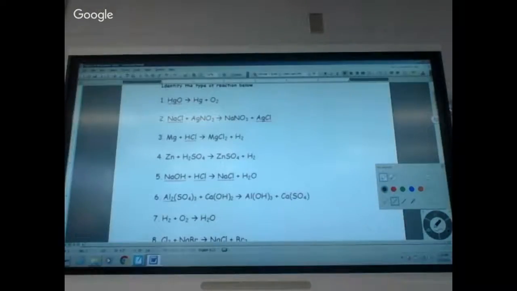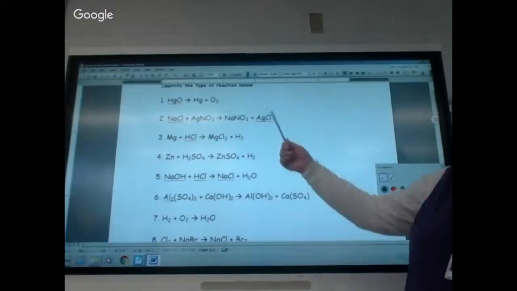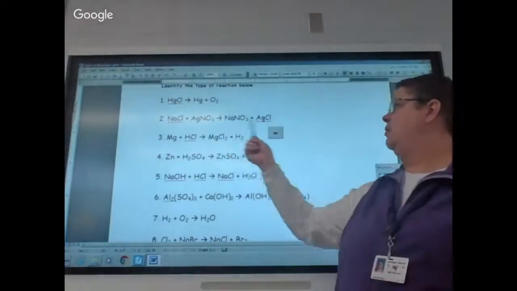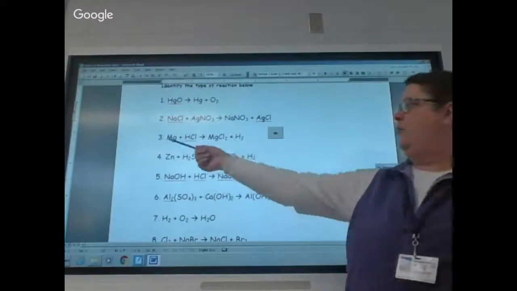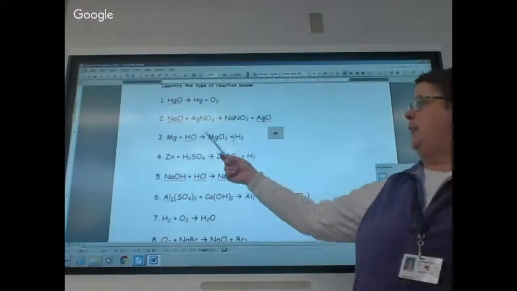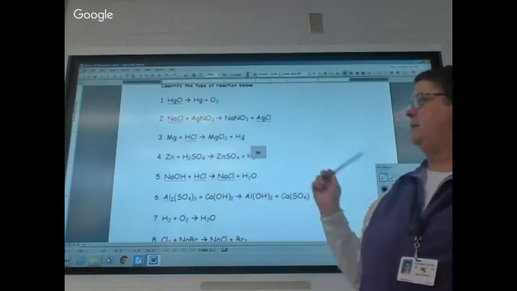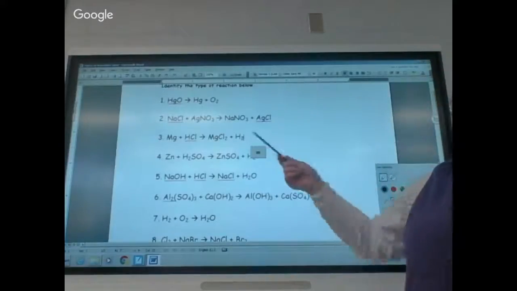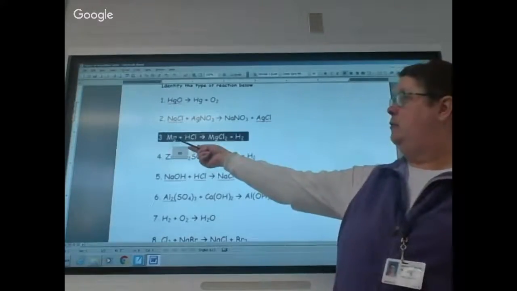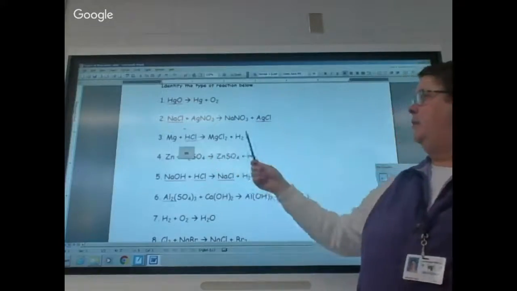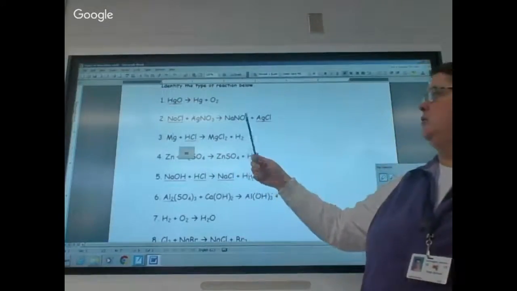All right, can we look at some answers? We've got about 5 minutes to the bell. All right, and number one. What's happening in number one? Decomposition is breaking apart. Number two is what? Double displacement. You have 2 plus signs. There's no single element, so double displacement. Number three, 2 plus signs. Do you have any single elements there? What's that right there? That's a single element, so that makes it single displacement.